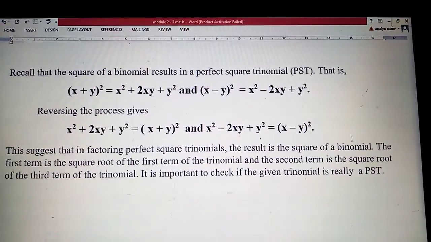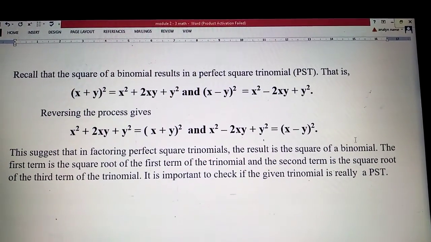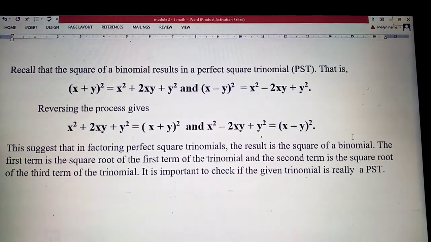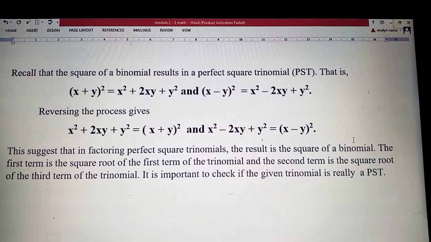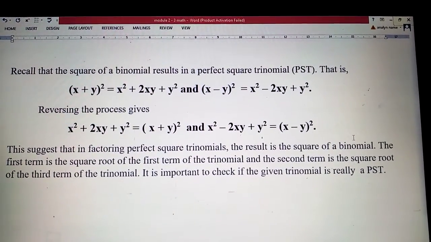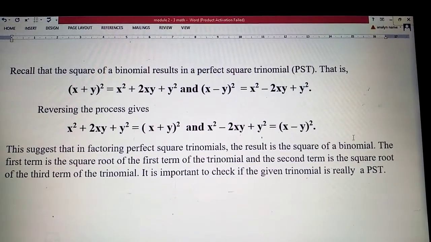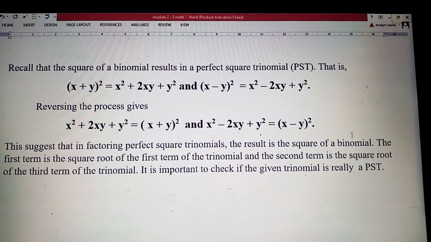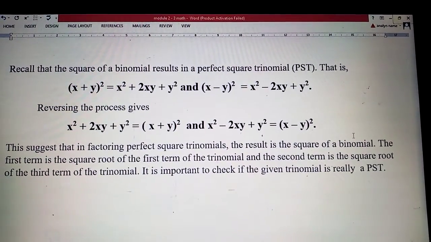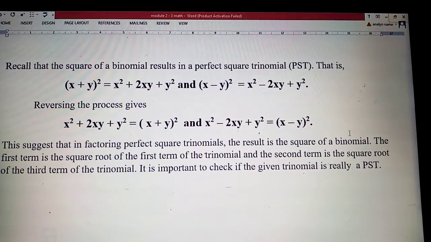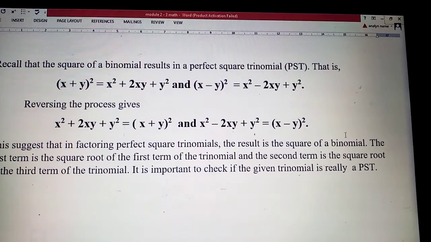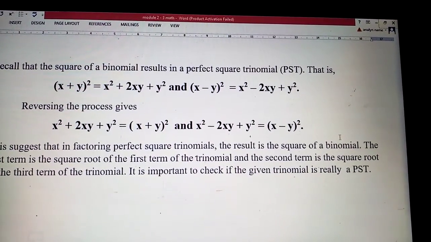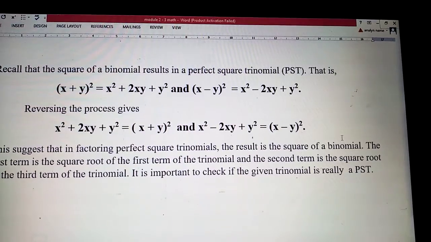Kung mapapansin nyo, pinagbaliktad lang ang dalawang equation. Nauna ang (x + y)², then yung pangalawang equation is (x − y)². Magkaiba sila sa sign, then yung answer nila na perfect square trinomial ay binaliktad lang sa pangalawang example. Nauna na ang perfect square trinomial dito bago ang square of binomial. Dito sa nauna ang square of binomial bago ang perfect square trinomial.